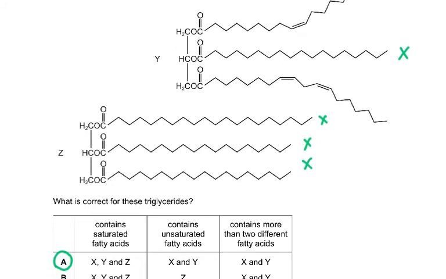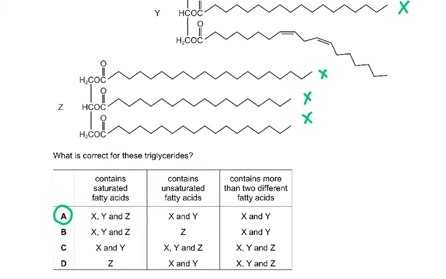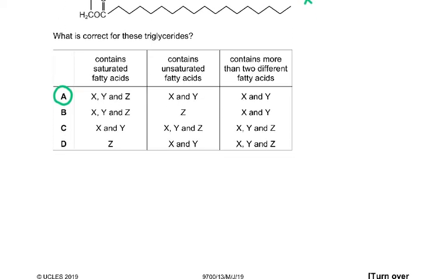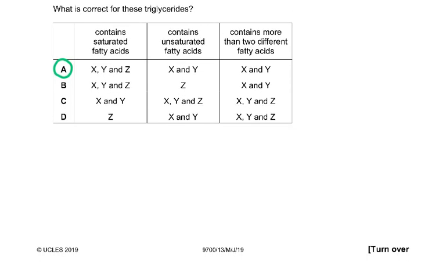So now when you look at the answer, why was the answer A? Because it contains saturated fatty acids X, Y, and Z, contains unsaturated fatty acids X and Y, and contains more than 2 different fatty acids X and Y. So I mean, if you look at the question carefully, I'm sure you can figure it out why the answer was A and why were the others wrong.